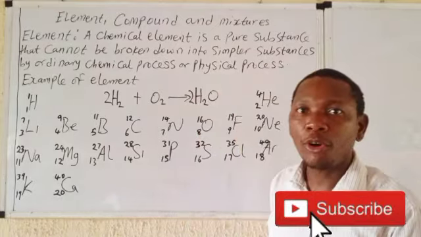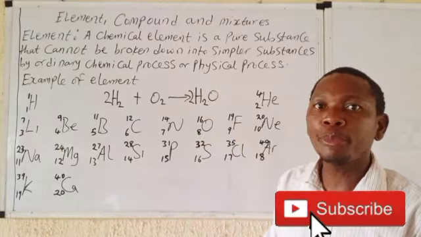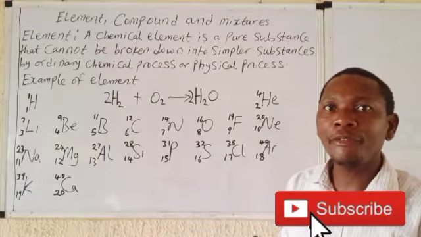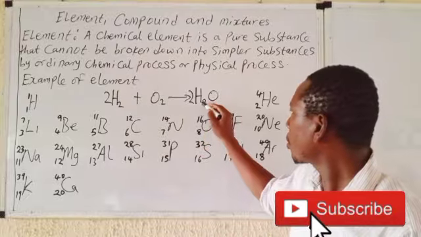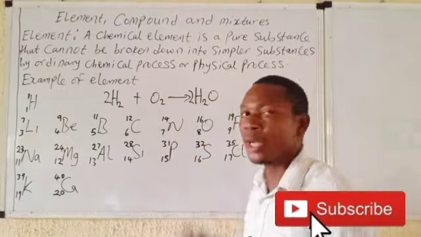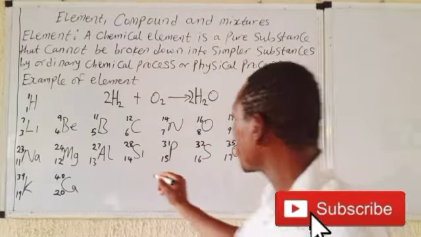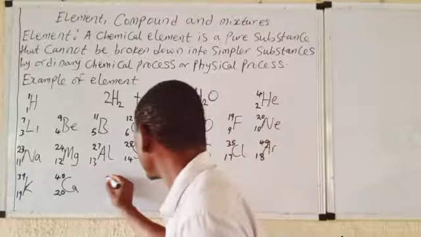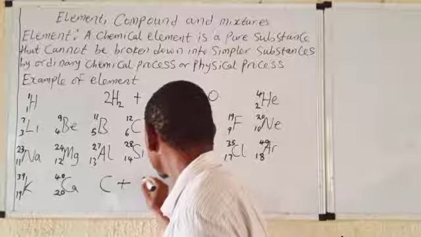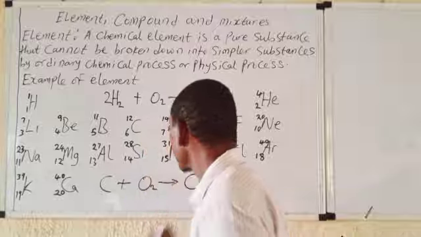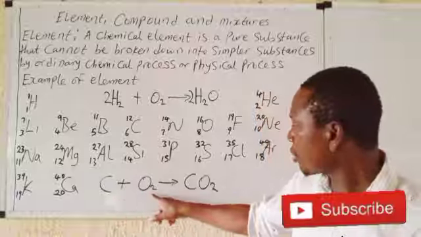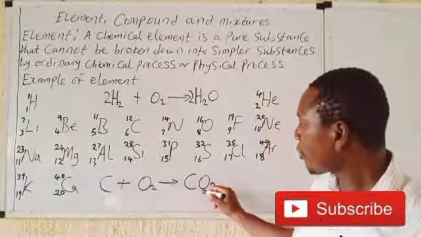So, we can define a compound as a substance formed through the combination of two or more elements chemically combined in a fixed ratio. Water is 2:1. We can also take a look at another compound, carbon IV oxide. Carbon combined with oxygen and carbon IV oxide is formed.